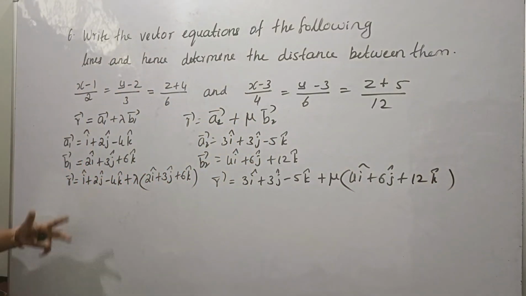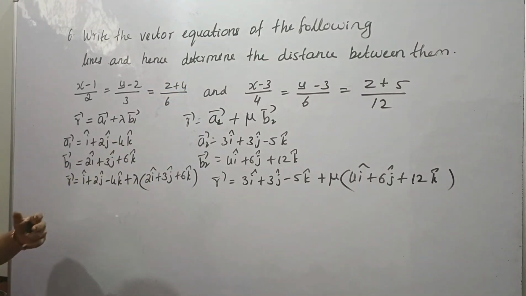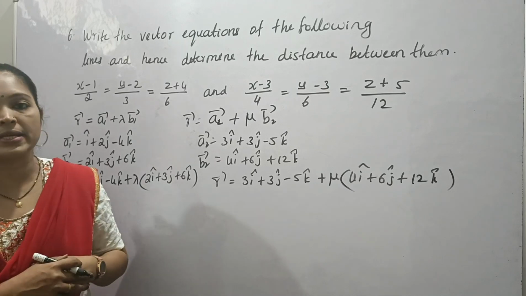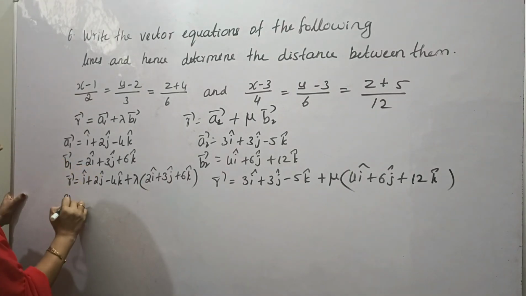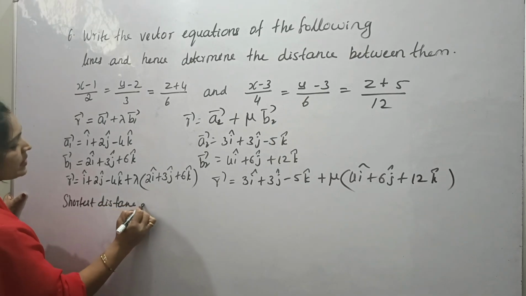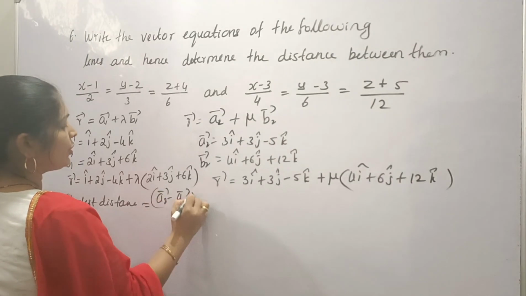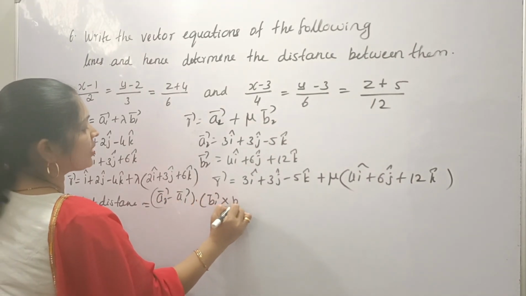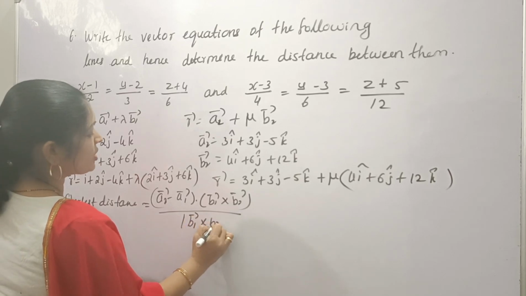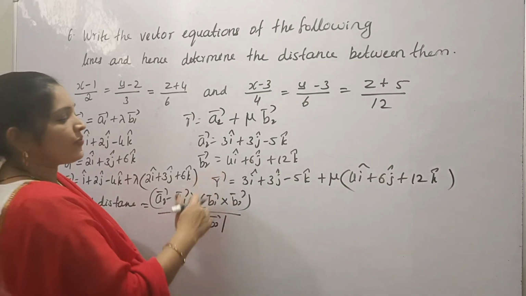Now here we have got vector equations of these two lines. Next we have to find the distance between them. Let's find the shortest distance between them. That is, shortest distance is equal to vector a2 minus vector a1 dot vector b1 cross vector b2, divided by modulus of vector b1 cross vector b2. So here we need to find vector b1 cross vector b2, right?